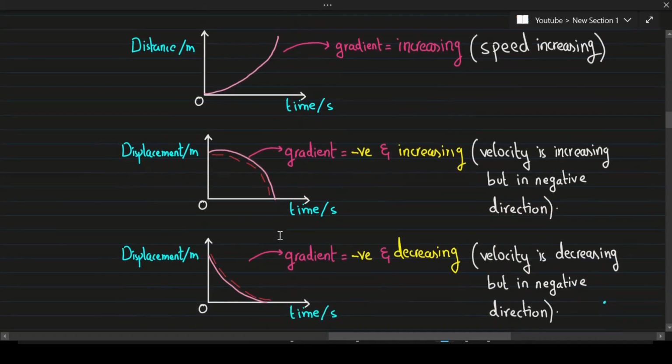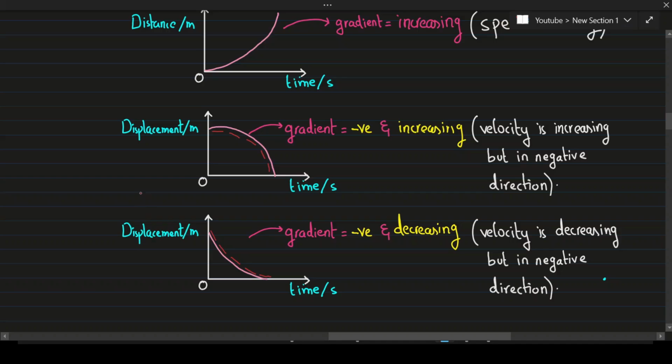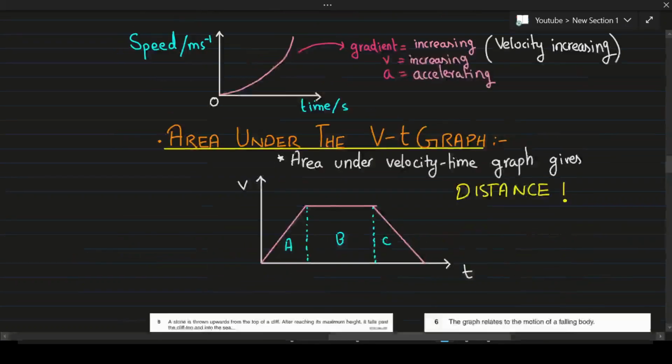So in the next graph, the last graph of displacement-time, we can see that the graph is moving like this. If I again draw the straight lines, I can see that the gradient is now decreasing, but in what? Negative direction, which implies that the velocity is decreasing but in the negative direction. So your car is moving backwards but it's slowing down. So you can use gradient to imply that.